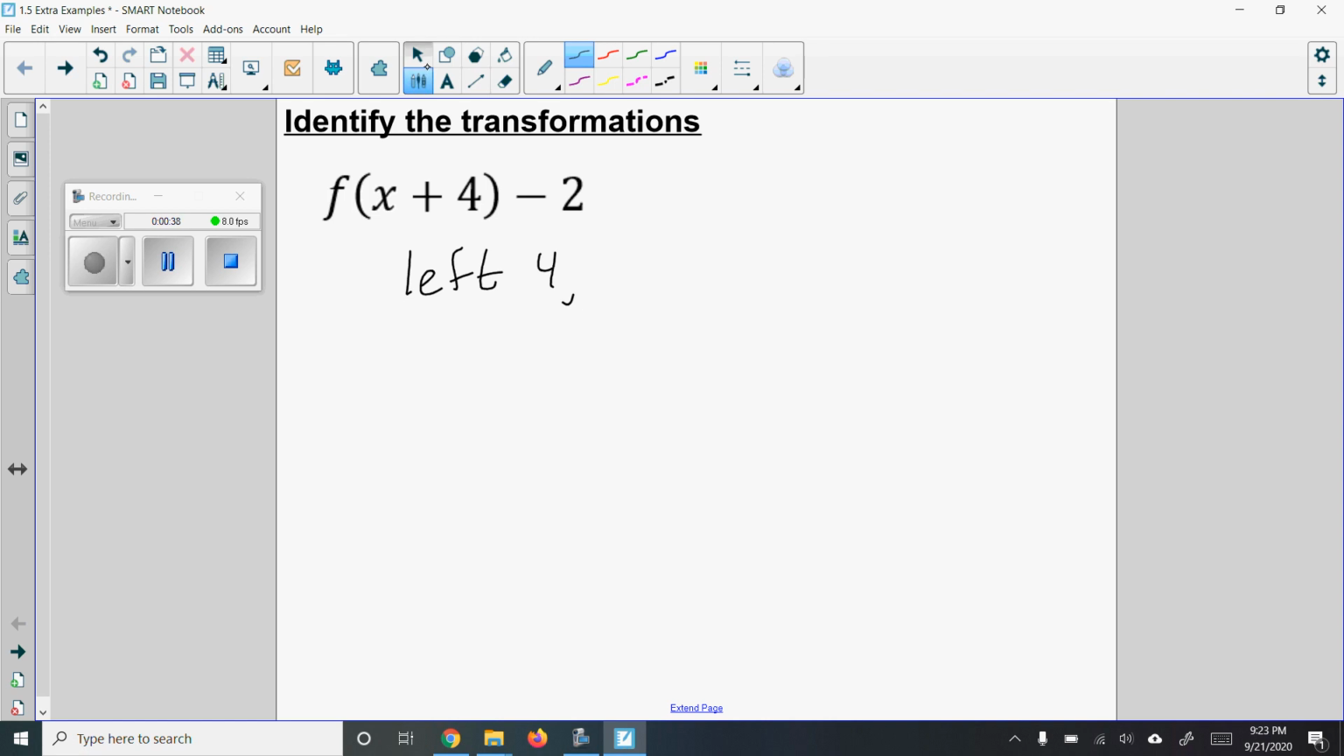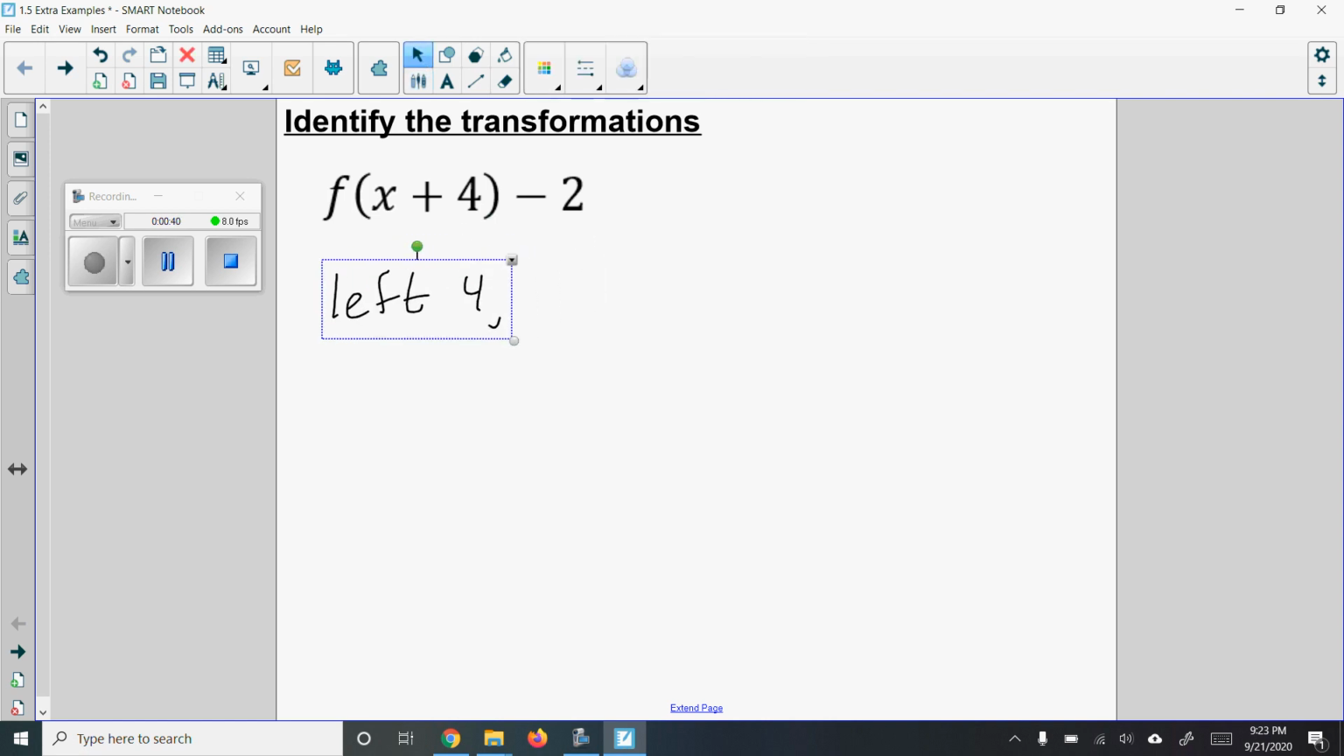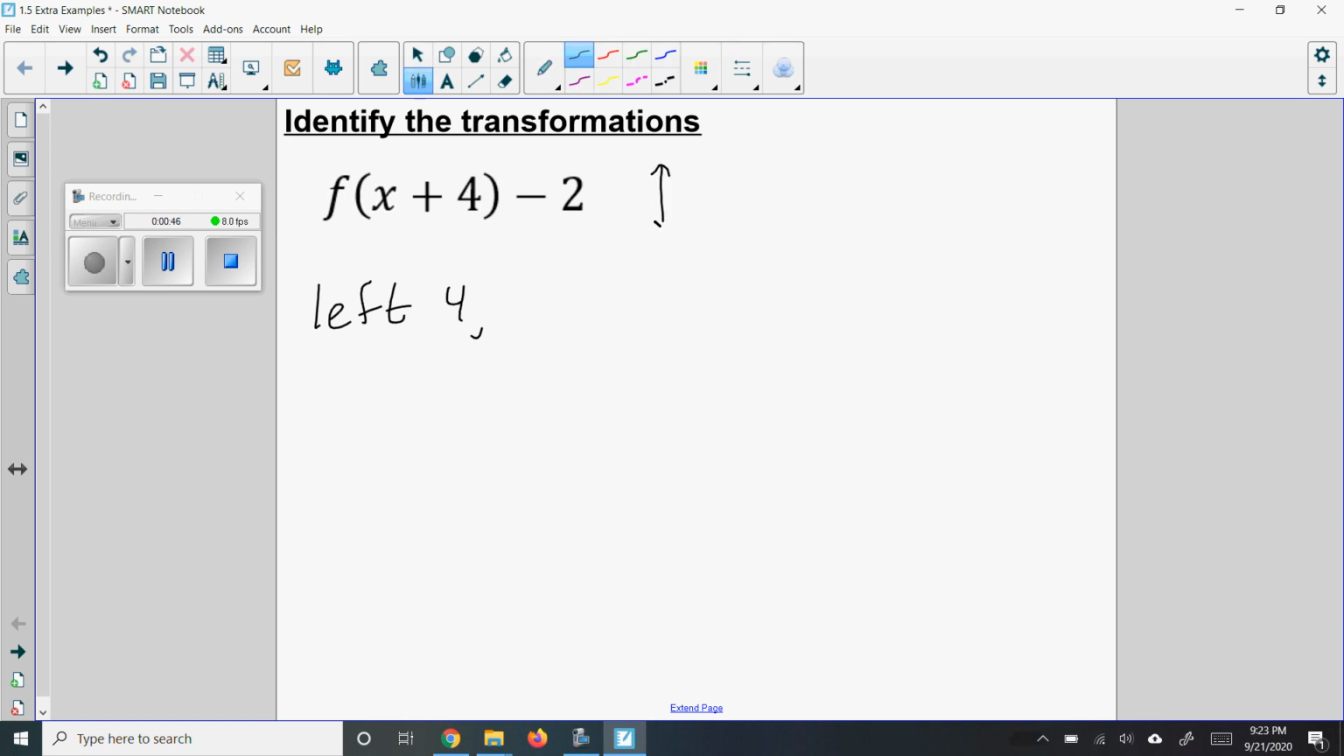Now, this minus 2 is outside the function. And when something is outside the function, that means it affects the y values. Okay, so since this has been subtracted by 2, this means it's gone down 2 units. So this function has been transformed to the left 4 and down 2.